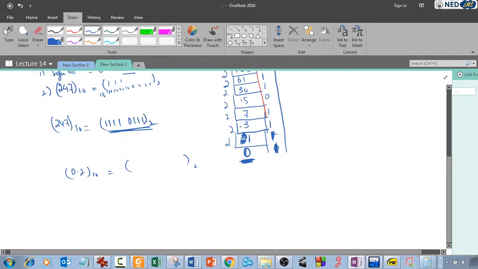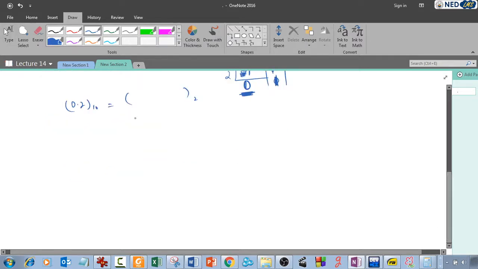So since we divided for the whole number, now we are going to multiply the fractional part. Let me demonstrate. 0.2 into 2 equals 0.4. Just take this number, 0. Now 0.4 into 2 is 0.8. Take this number, 0. 0.8 into 2 equals 1.6. Take this number, 1. Now the remaining number is 0.6.